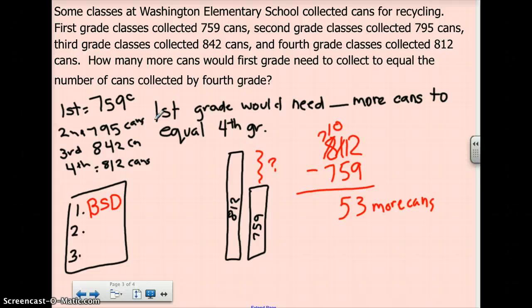So once you think you have that answer, first grade would need 53 more cans. A lot of times my students, we talk about how can we make sure that this answer is reasonable. How can we check to see if our understanding? Well, you could plug it in right here. You can do 759 plus the 53 to see if it's 812. So I thought this was lots of steps. It was just very wordy.